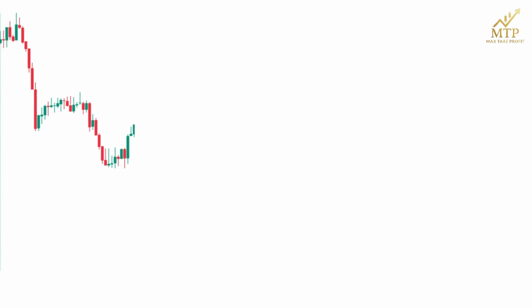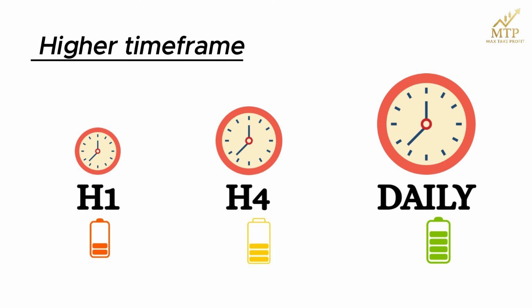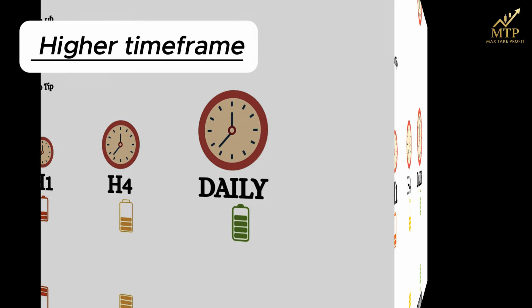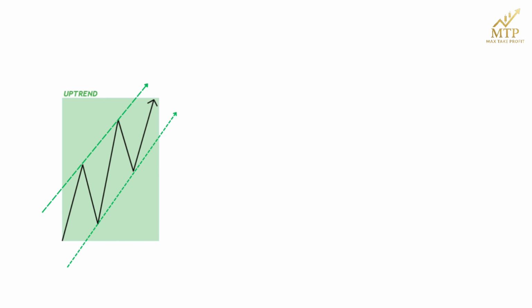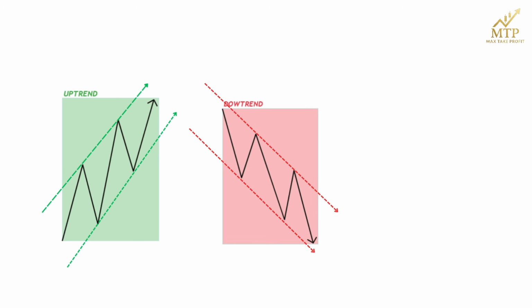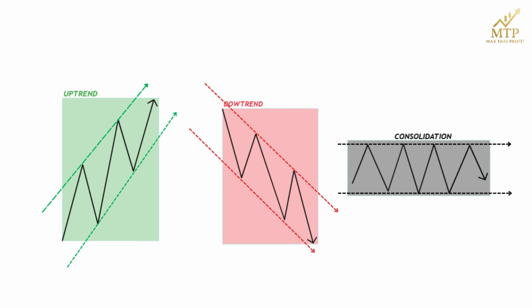Step 1, identify the dominant structure. First thing first, look at your chart and identify the market structure. Go on a higher time frame, H1, H4, or even D1. The higher the time frame, the cleaner the setup. Now ask yourself, are we in an uptrend with higher highs and higher lows, a downtrend with lower highs and lower lows? Or just a range where price moves sideways? That's your foundation. Never trade against the market structure.